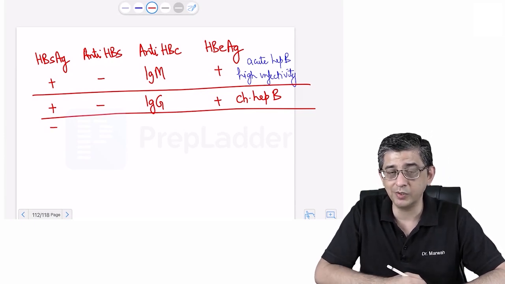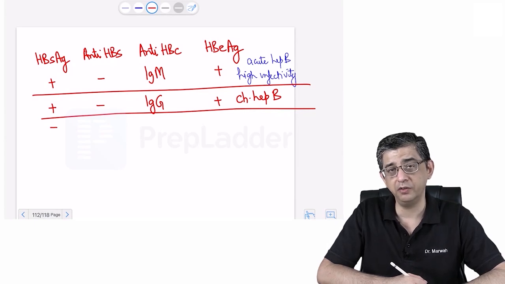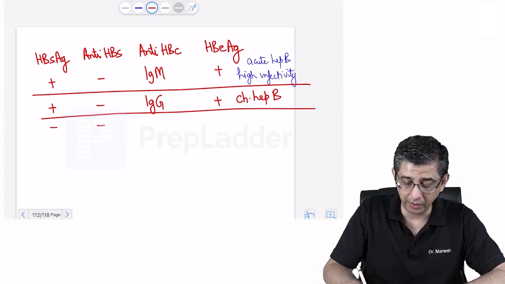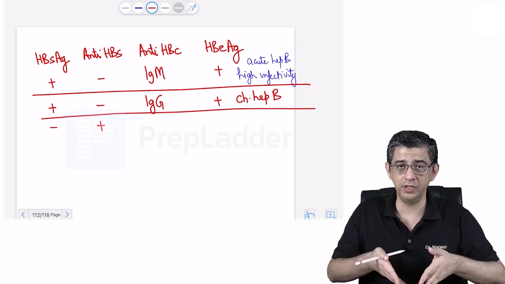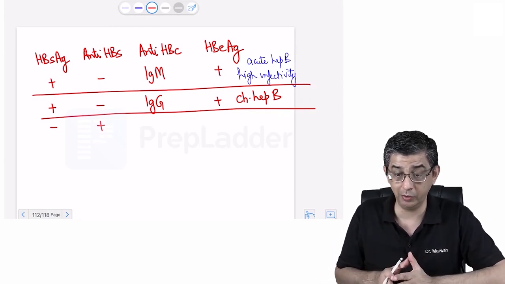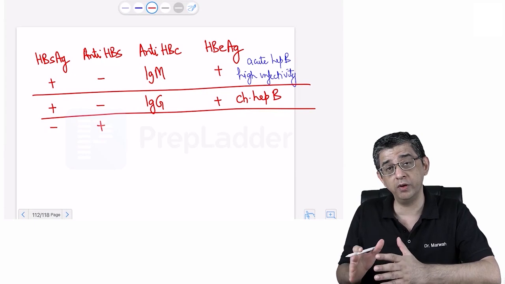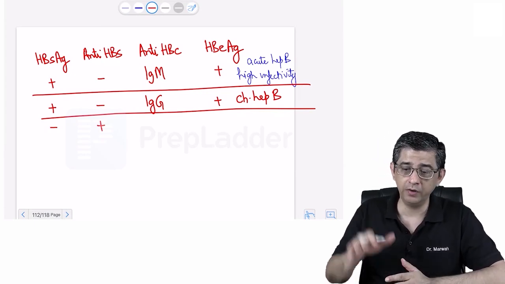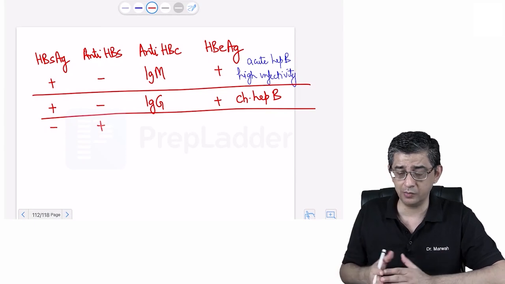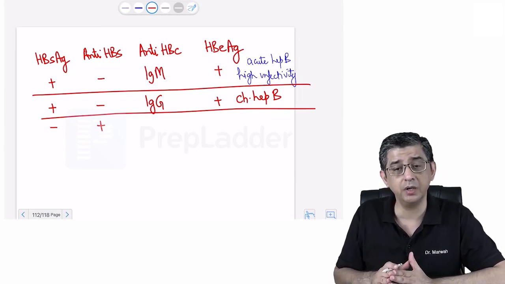The drugs will actually kill the virus, so surface antigen will disappear and the immune system will now get an opportunity, because if the viral load is lesser, the immune system will get an opportunity. Earlier, the immune system was overwhelmed by the high viral load. Now, when you decrease the viral load, the immune system will start responding. So, the security system will gradually start appearing.